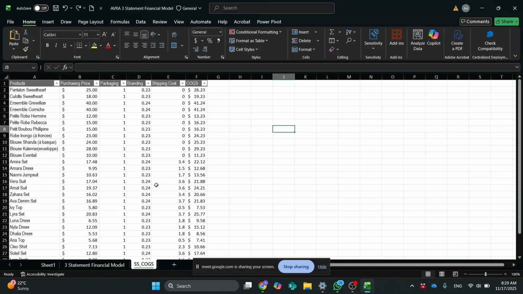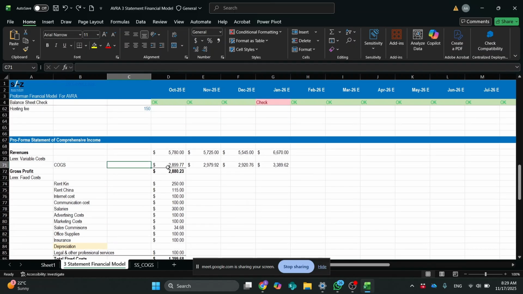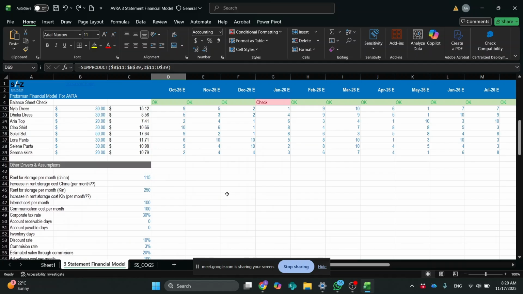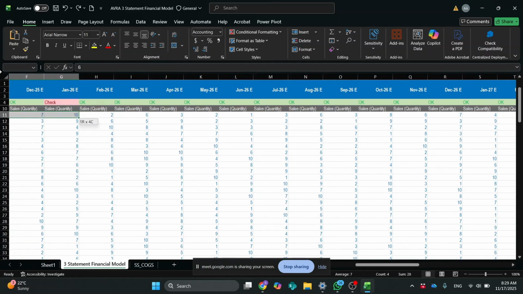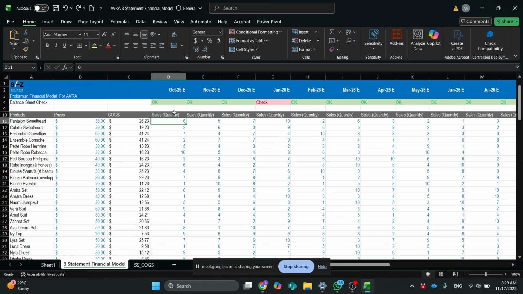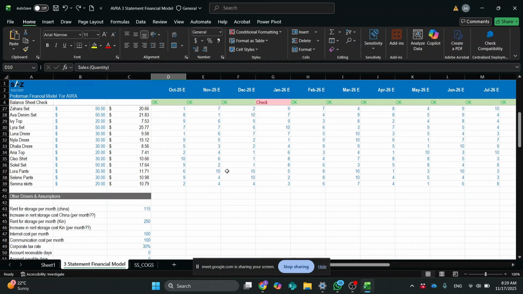So now we agree these are our COGS. I'll just leave it there and come back here. Based on our COGS, here I just wrote random numbers, just to make sure the model is working. So what we're selling is 6 of this in this month and whatever. I just wanted to see if the model works or not.